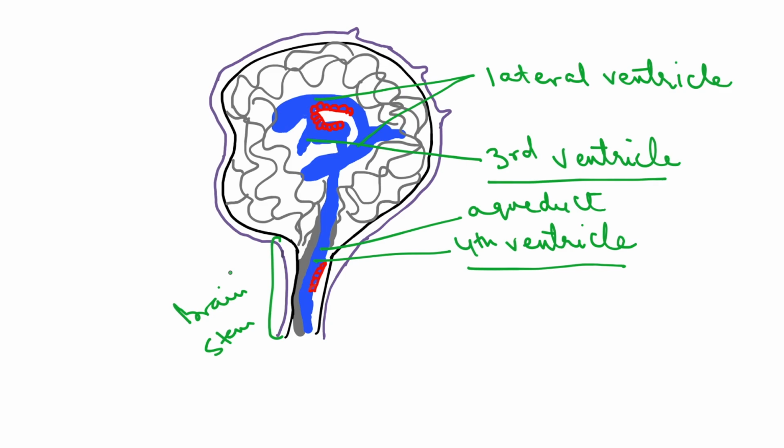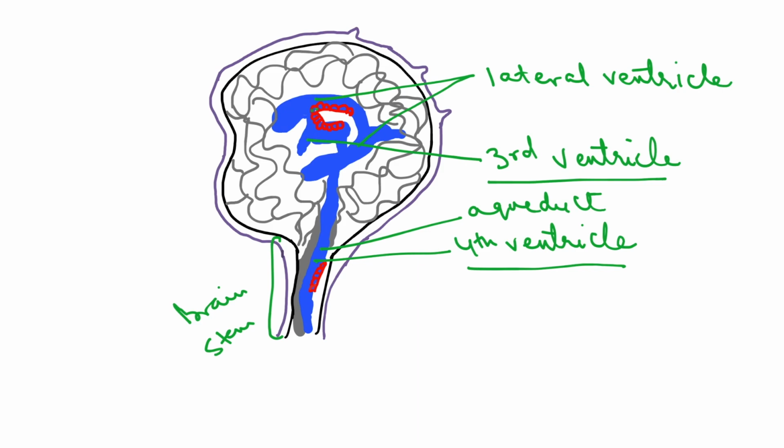So now we'll talk about where the CSF is produced in the brain. CSF is mainly produced in the ventricles. You can see the lateral ventricle, the third ventricle, and the fourth ventricle. And this CSF is produced as a result of the specialized tissue called the choroid plexus. So let's see where the choroid plexus is.